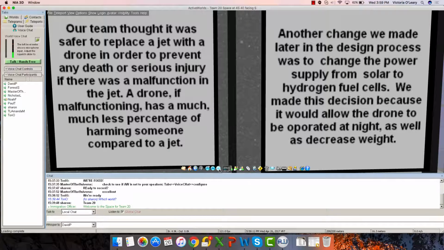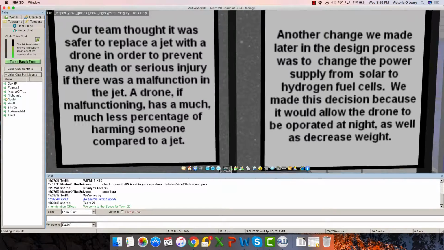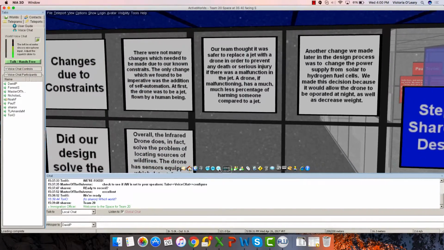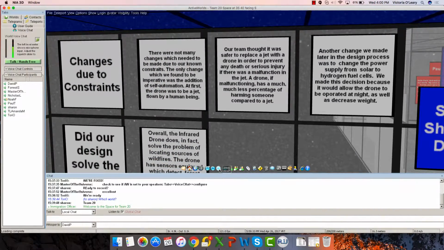But some of the weaknesses we thought were that the cost of the drones and its various parts combined to be quite expensive, and solar panels don't work during the night, and so if there was a fire during the night, it wouldn't be able to fly, and also we found hydrogen fuel cells, which we found to be a lighter and more realistic opportunity.